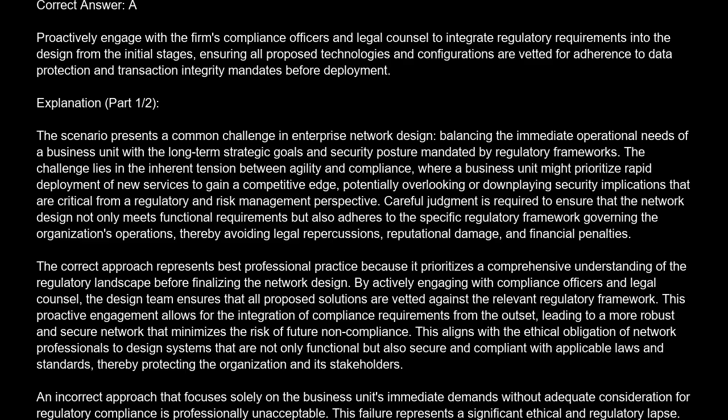The correct approach represents best professional practice because it prioritizes a comprehensive understanding of the regulatory landscape before finalizing the network design. By actively engaging with compliance officers and legal counsel, the design team ensures that all proposed solutions are vetted against the relevant regulatory framework. This proactive engagement allows for the integration of compliance requirements from the outset, leading to a more robust and secure network that minimizes the risk of future noncompliance. This aligns with the ethical obligation of network professionals to design systems that are not only functional, but also secure and compliant with applicable laws and standards, thereby protecting the organization and its stakeholders.